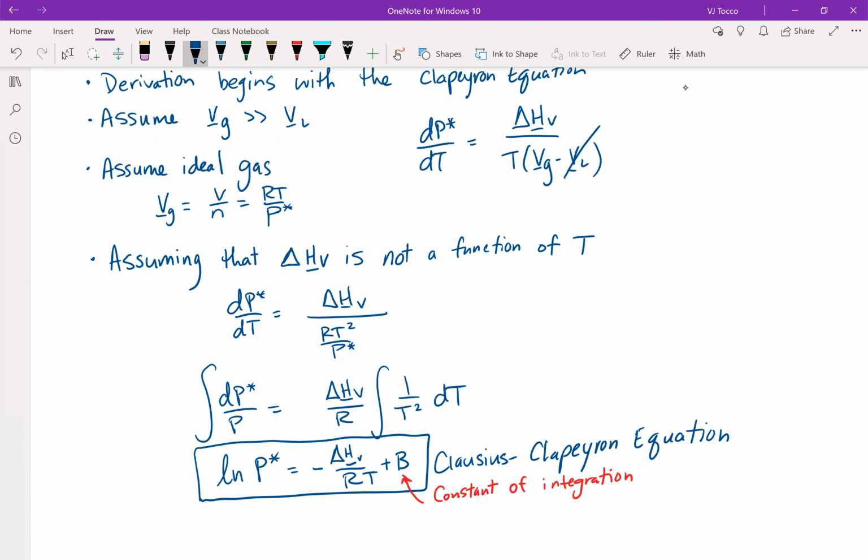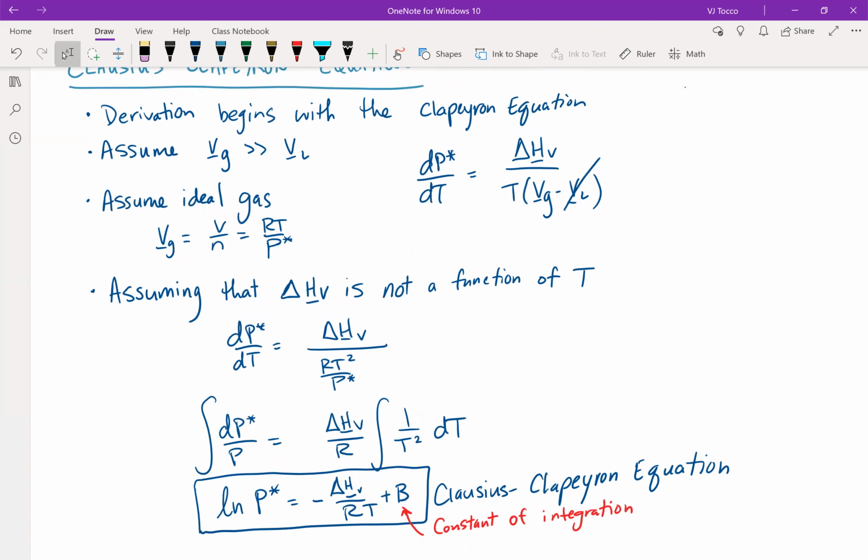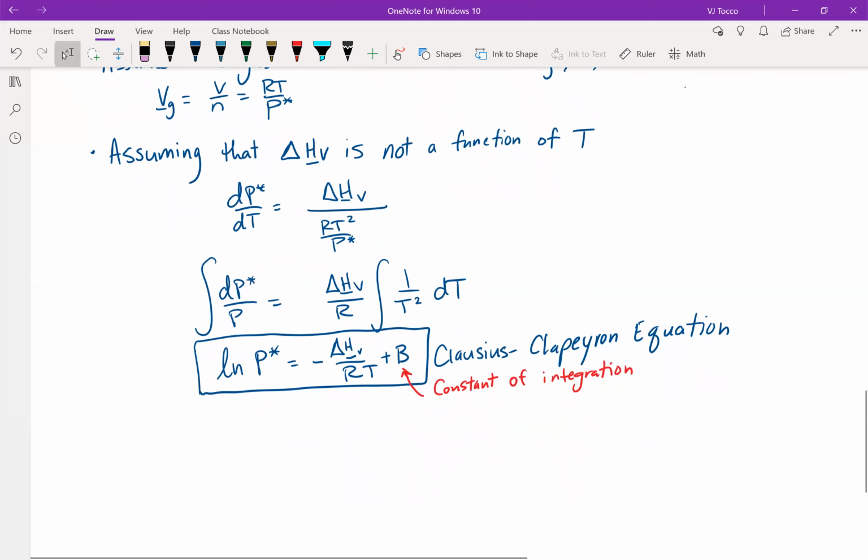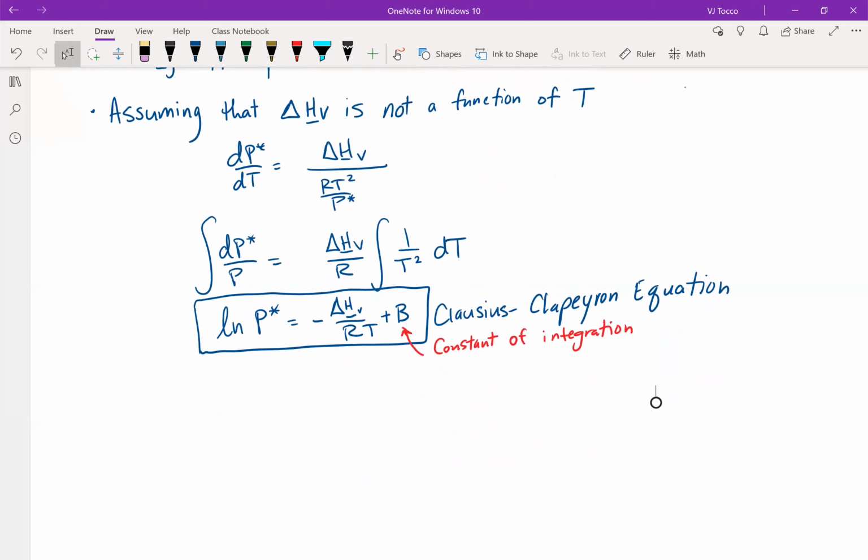So if I tell you that the boiling point of water at 1 atmosphere is 100 degrees Celsius, I can plug those numbers into the Clausius-Clapeyron equation. I can compute what that value of B is, that I can then use to find what the boiling point of water is at other pressures. So Clausius-Clapeyron is useful, but it requires you to have at least one known data point. And it also assumes that these preceding three assumptions are valid.